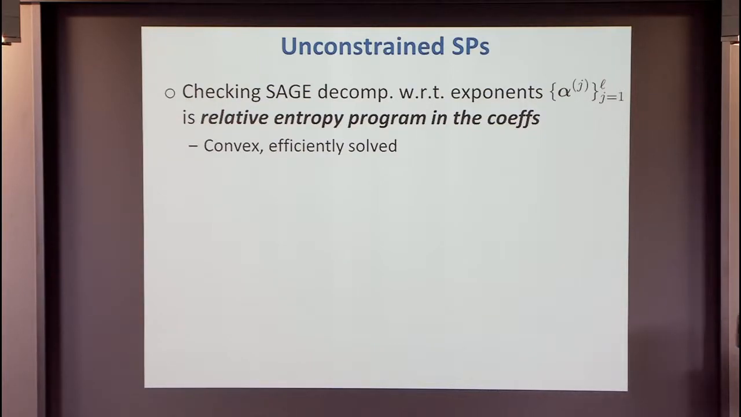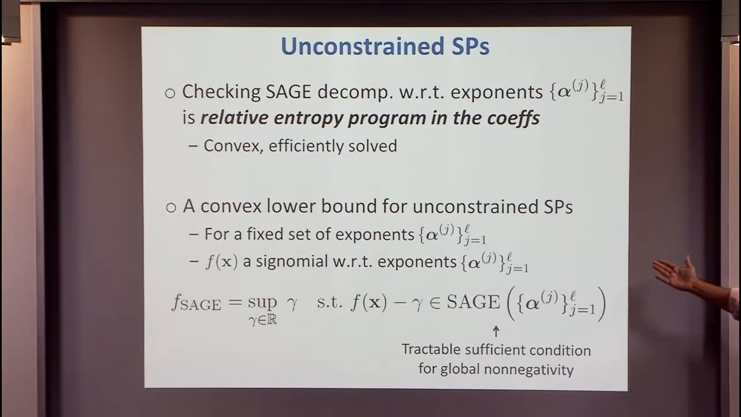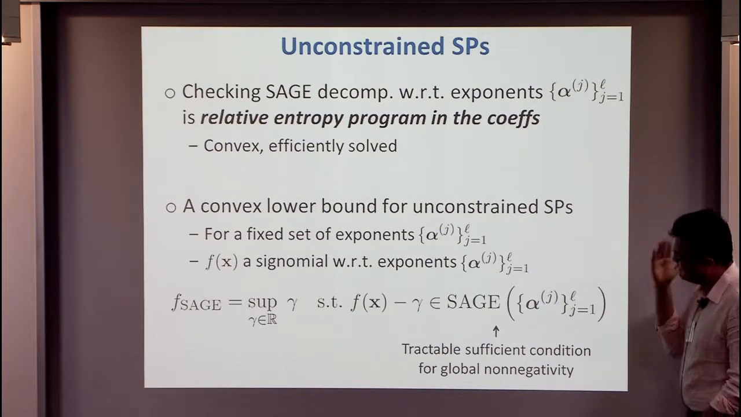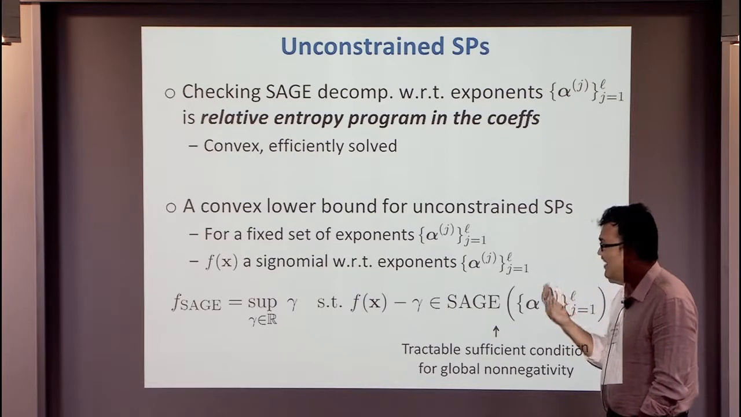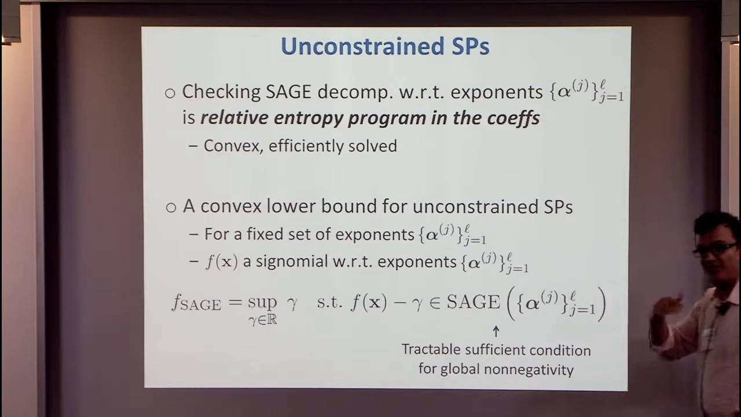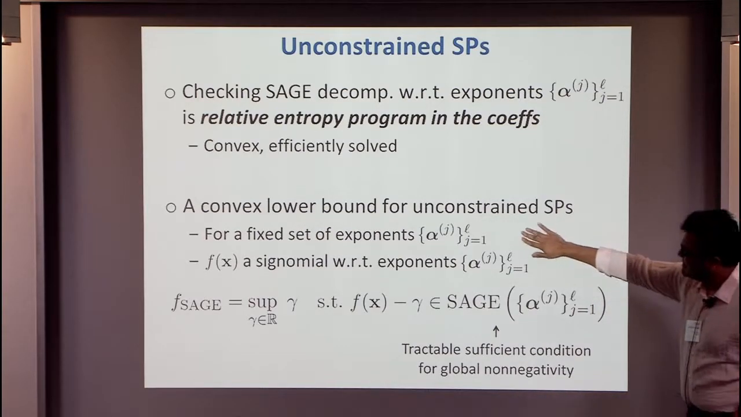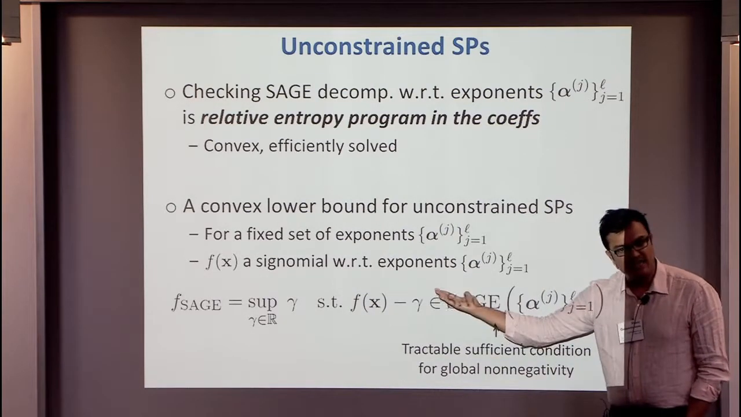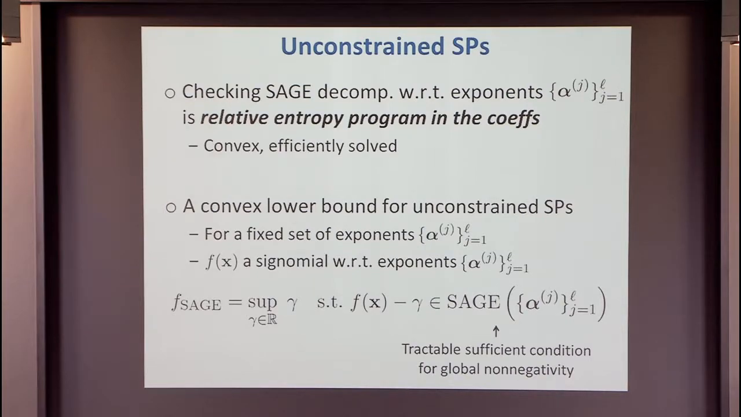All right, so now checking SAGE decomposability with respect to a set of exponents is a relative entropy program in the coefficients of your signomial. This is something that's convex and efficiently solved, and it leads to a natural relaxation, a natural convex lower bound for unconstrained SPs. Very much in the spirit of what I described a few slides ago, very much in the spirit of sum of squares based lower bounds for polynomial optimization. So I can fix a set of exponents, f of x is a signomial with respect to these exponents, and I'm going to maximize the lower bound gamma subject to f of x minus gamma being a SAGE function with respect to those exponents.